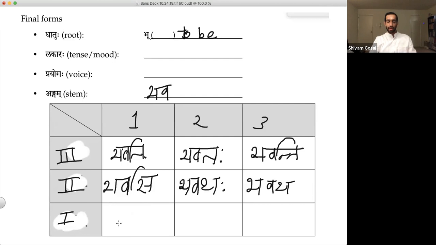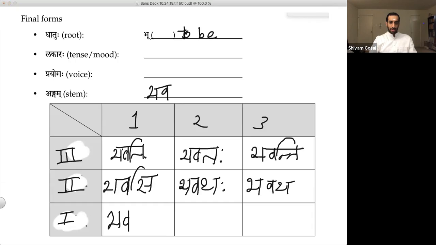Okay, so remember, first person singular is me. So bhava. Is it bhava me? No, it's not bhava me. So there's a new rule that we need to look at. Okay, let's look at the new rule. Now, here, let's put 2 stars. Yeah, 2 stars, okay. This rule will apply to all 3 of these boxes.